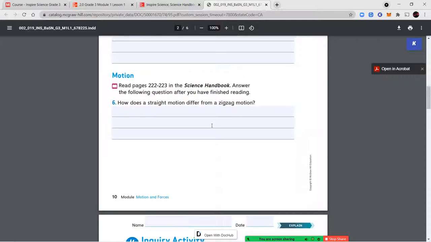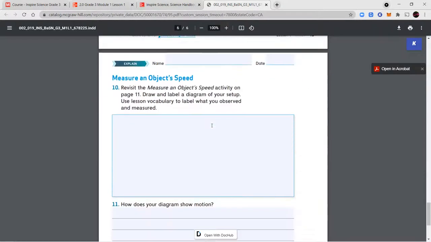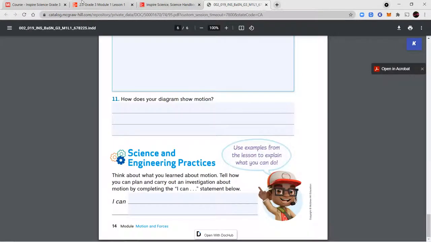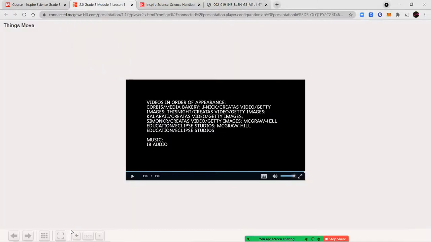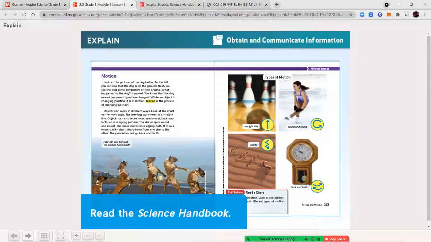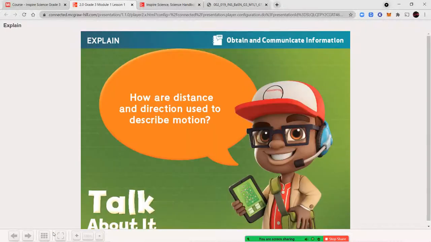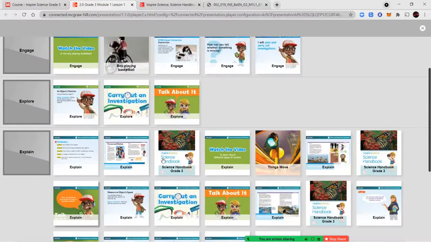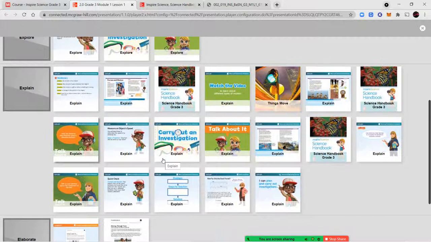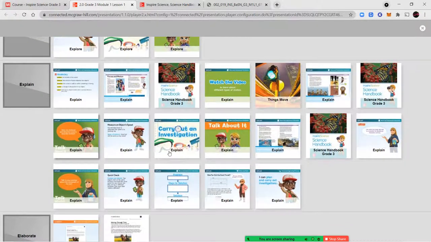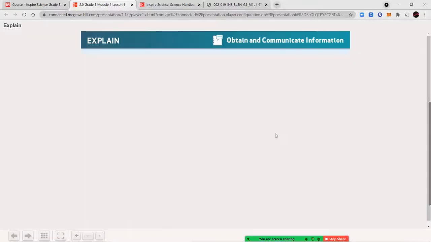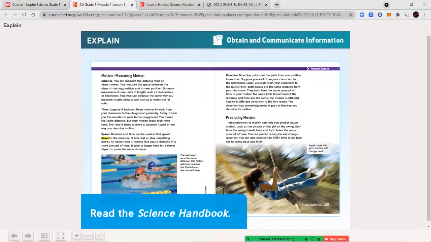Now, the next section we're going to take a look at is going to be on page 15. We're going to hop back over here. Now that we've completed reading that section, we're going to jump back and take a look at what we have next. So moving past the investigation, we're going to jump into our next section and we're going to be reading about measuring motion.